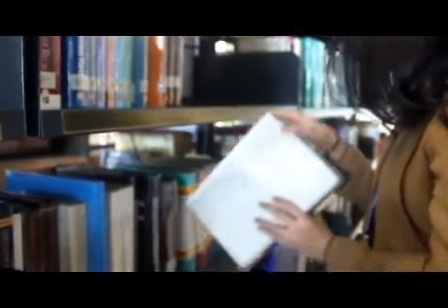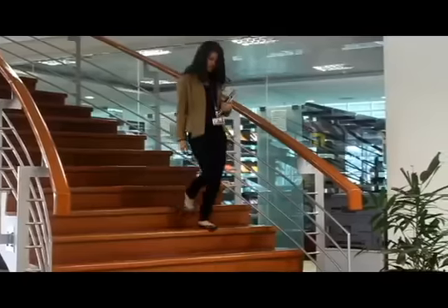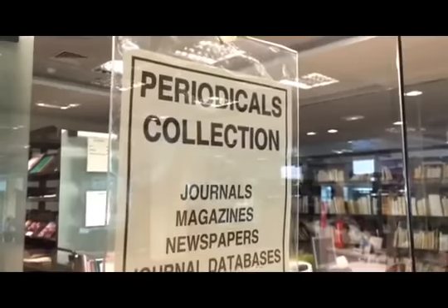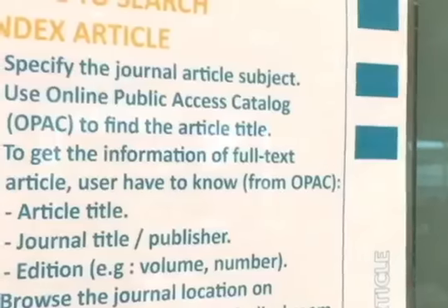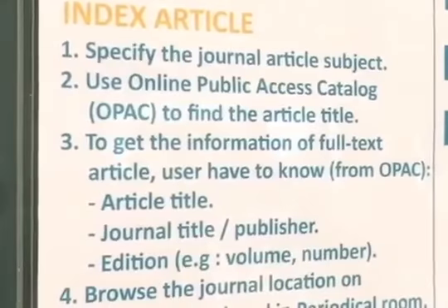For the reference collections, you can directly go to the reference shelving area. Periodicals are in the room on the left-hand side when you go downstairs to the 2nd floor. Search for the subject first. Next, search for the journal or magazine title, and then search for the right volume or publication date. Finally, search for the title of the article.